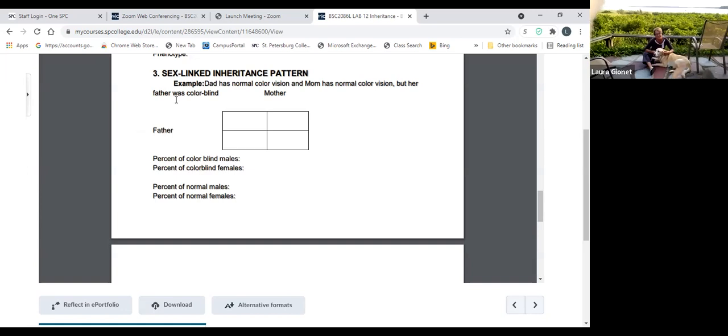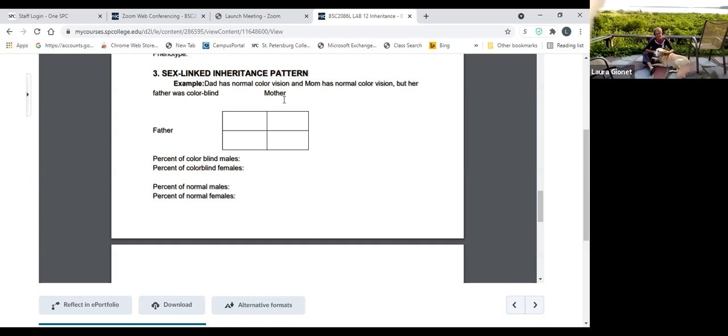The only X she acquired from her dad was carrying color blindness. So even though she got an X from her mom that was normal, the X she got from dad was carrying color blindness. But as we said before, a normal X chromosome dominates over an X chromosome carrying color blindness for females. So she has normal vision, but she's a carrier.